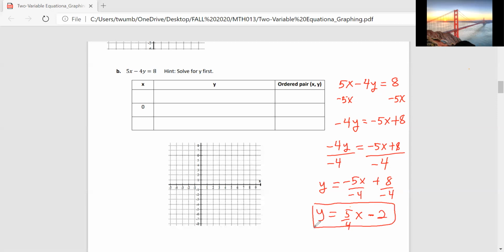So this is what the question is asking us. It says, hint, solve for y first. So moving on, this equation is what we're going to be using to complete this table here. Now, in this particular case, they gave us the x value. They're asking us to use x equals 0. So if x is equal to 0, and I put it here, 5 over 4 times 0 will be 0, and 0 minus 2 will give me minus 2. And the ordered pair I would have formed will be 0, comma, negative 2.